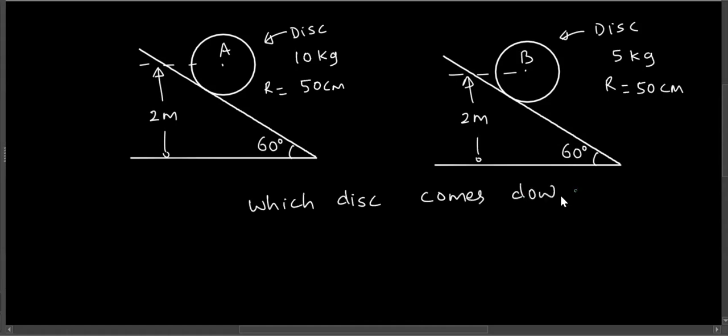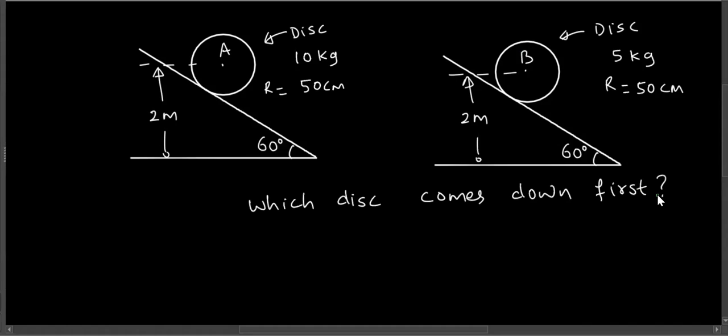The one with more mass comes down first. Okay, you're saying the one with more mass. So that means disk A will come down first, right? Okay. Now, suppose you are asked to find the acceleration.